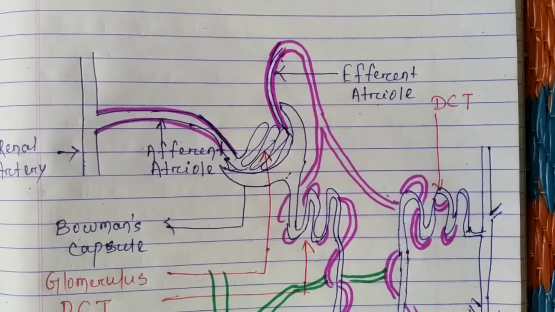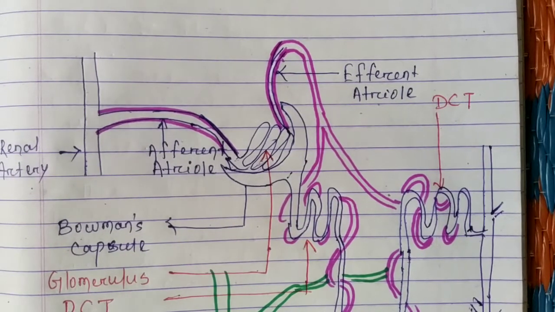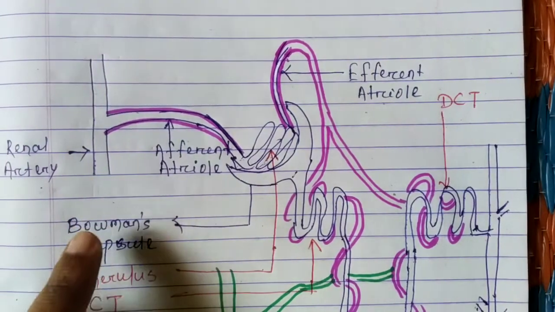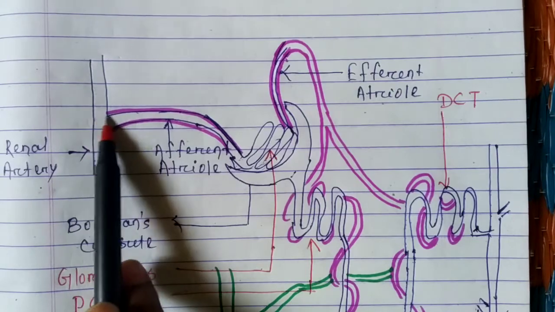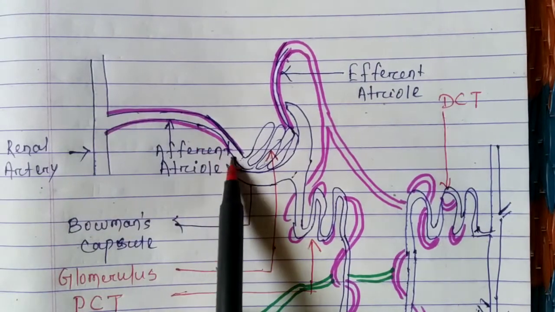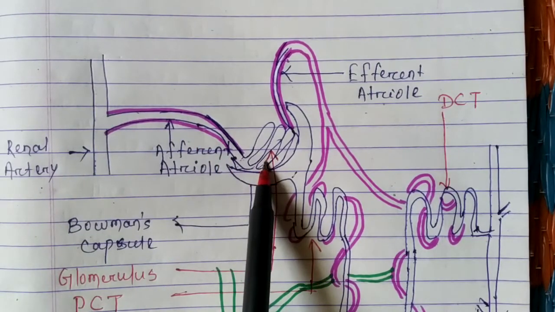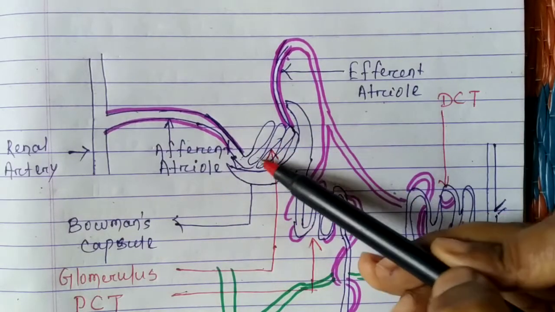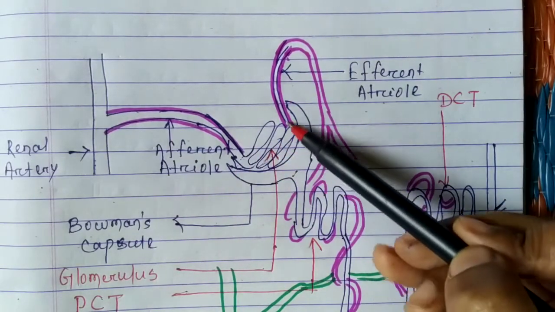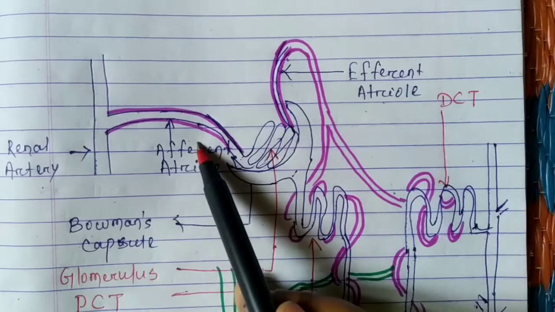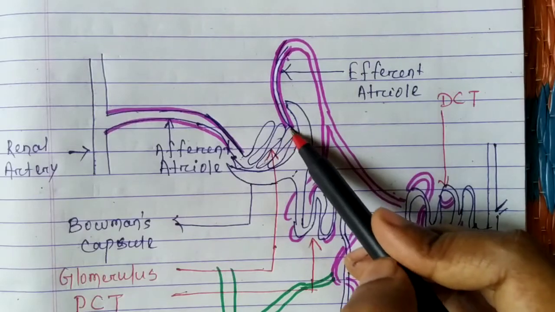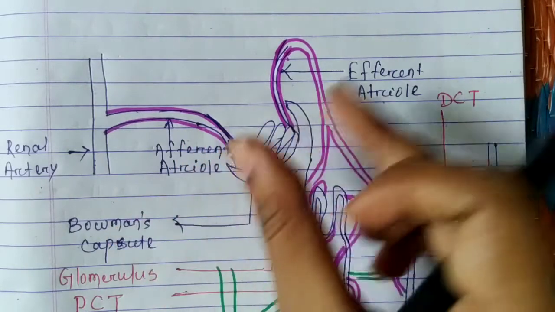Now let's see the function of nephron, how urine is formed in case of nephron. Through the renal artery, the blood will be carried through the afferent arteriole, and it goes into the glomerulus. You can see the blood capillary which is coming out of the Bowman's capsule or glomerulus is thinner than this. The afferent arteriole is thicker, whereas the efferent arteriole is narrower. This is wider and this is narrower.